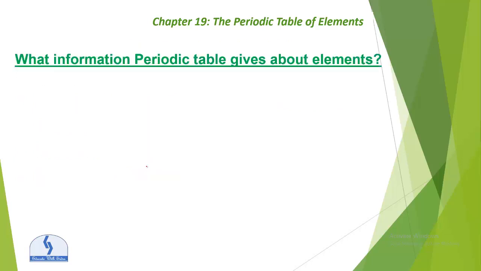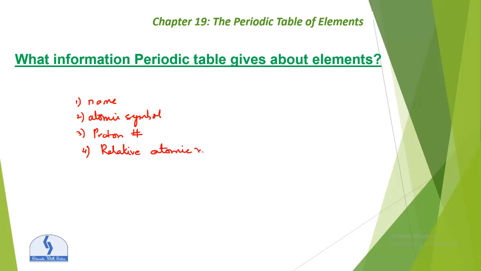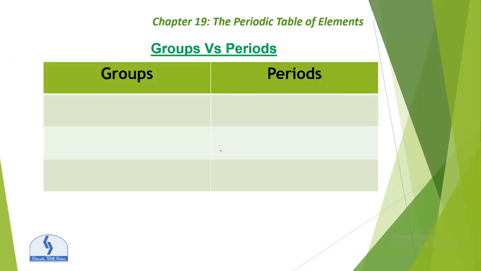What information does the periodic table give about an element? It tells the names of elements and the atomic symbols of elements. It tells about the proton number and the relative atomic mass. Next is group versus period.